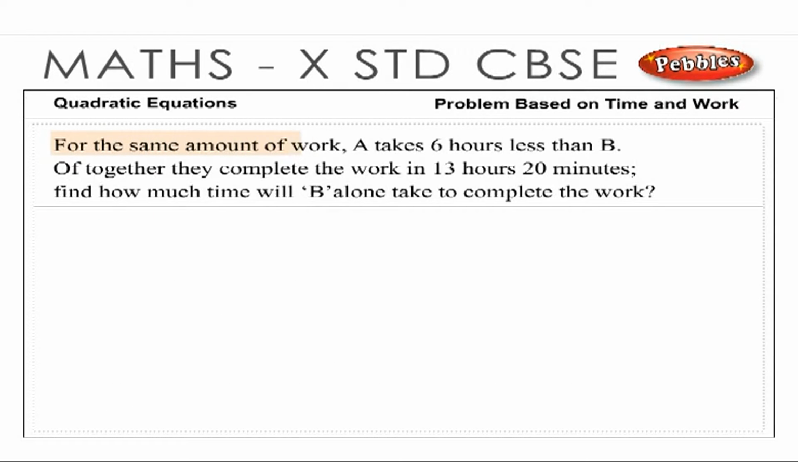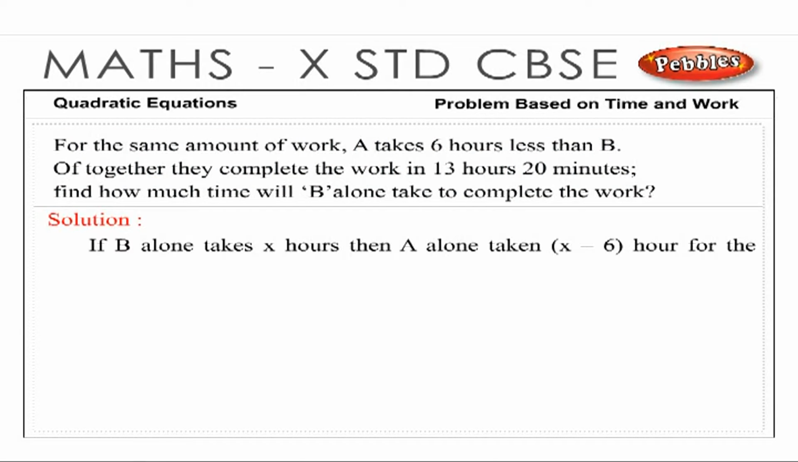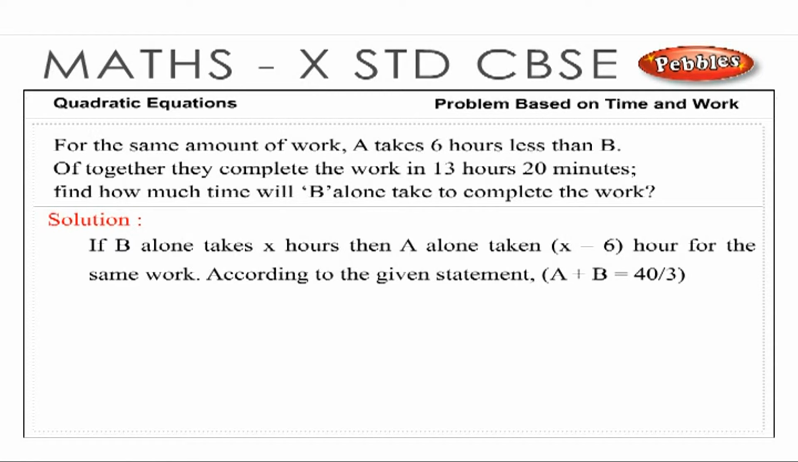For the same amount of work, A takes 6 hours less than B. If together they complete the work in 13 hours 20 minutes, find how much time B alone will take to complete the work. Solution. If B alone takes x hours, then A alone takes x minus 6 hours for the same work. According to the given statement, A plus B is equal to 40 by 3, the work converted into hours. 1 by (x minus 6) plus 1 by x is equal to 3 by 40.